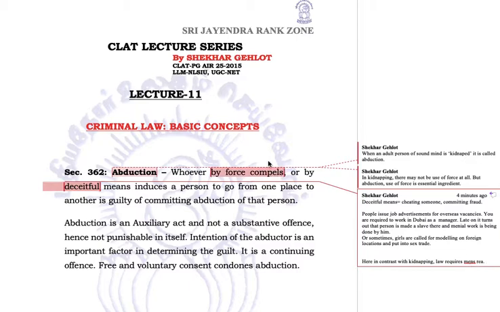That means either you commit it by force or you commit it by deceitful means. When someone is using force, that means he has an intention to use force, isn't it? And when someone is using deceitful means, that means he has an intention to cheat someone else. So these are the ingredients of mens rea which we require in abduction. But we do not require mens rea in kidnapping.